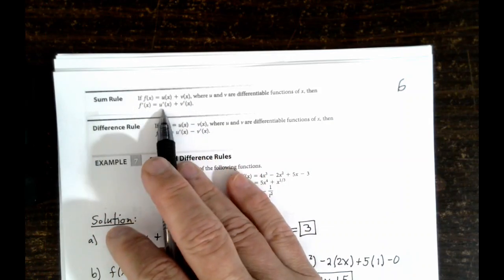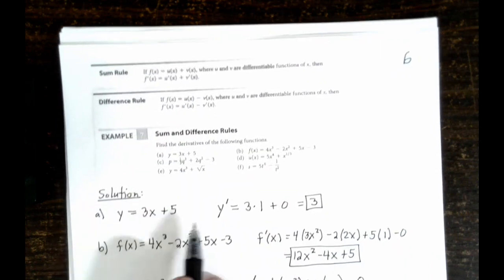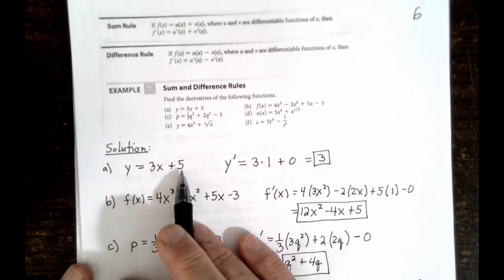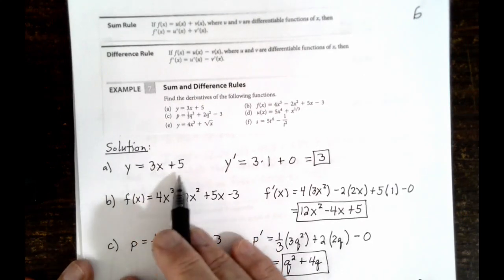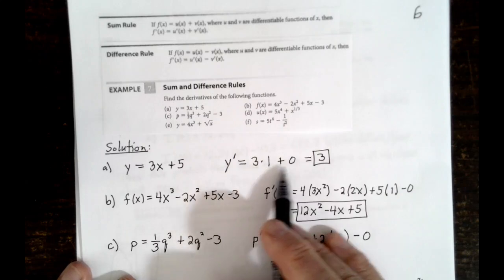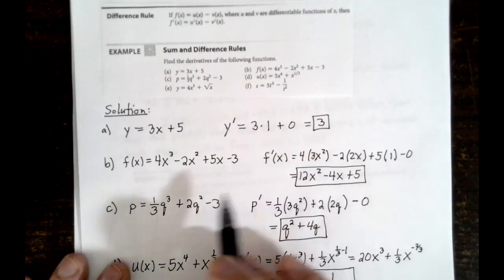Now the sum and difference rules are simply if you've got a function equals one function plus another function, it's just the derivative of each individual term. And subtraction, it's the same thing. So then they ask us to find the derivative of 3x plus 5. Well, you take the derivative of 3x and you take the derivative of 5. Derivative of 3x is just 3 times 1, and derivative of 5 is 0, so your answer is 3.